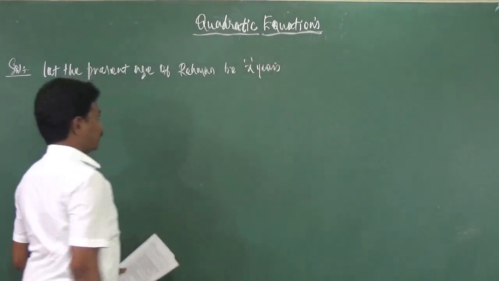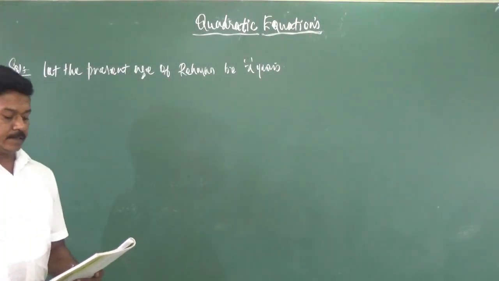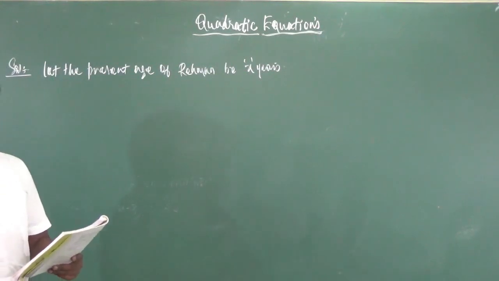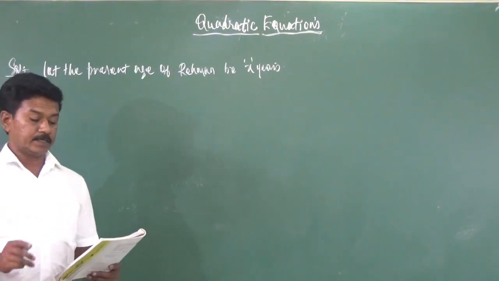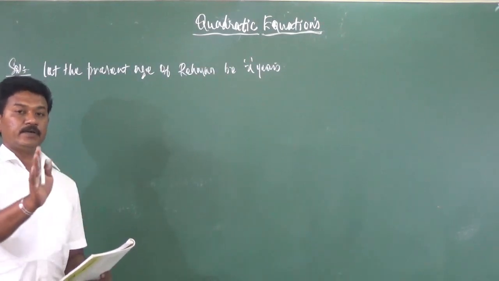Let the present age of Rahman be x years. Right now, we have taken the present age of Rahman as x years. Now, 3 years ago, what was his age? We have to write it.